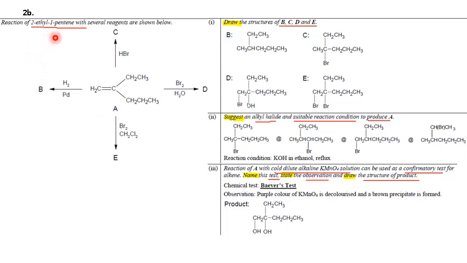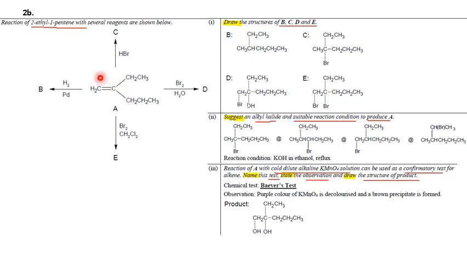Reaction of 2-ethyl-1-pentene with several reagents is shown below. So 2-ethyl-1-pentene is an alkene. The product for B undergoes electrophilic addition, where 2 hydrogen atoms are added. So here it becomes CH3CH. For HBr, H will be added to this C and then Br will be added to this C. Why? Because it's according to Markovnikov's rule.